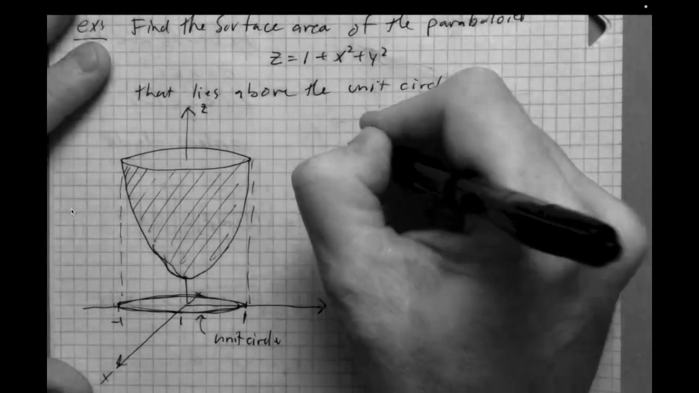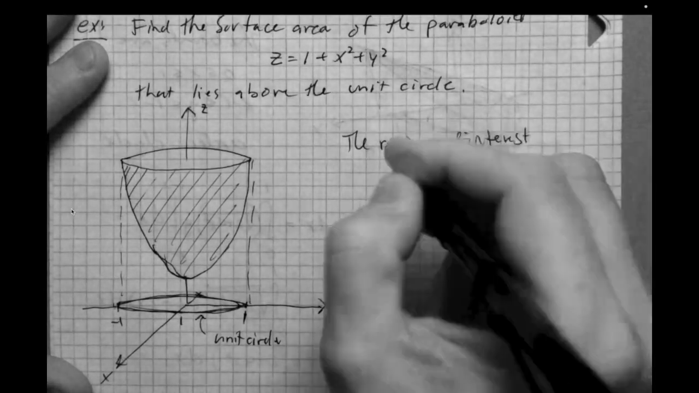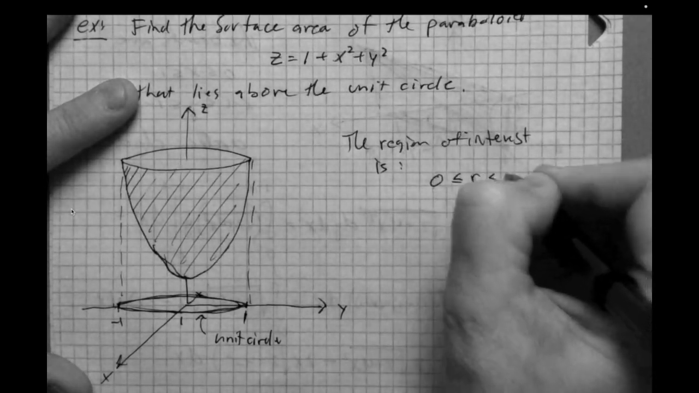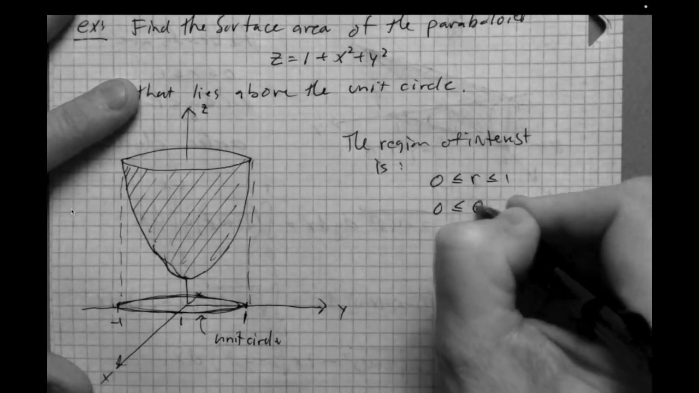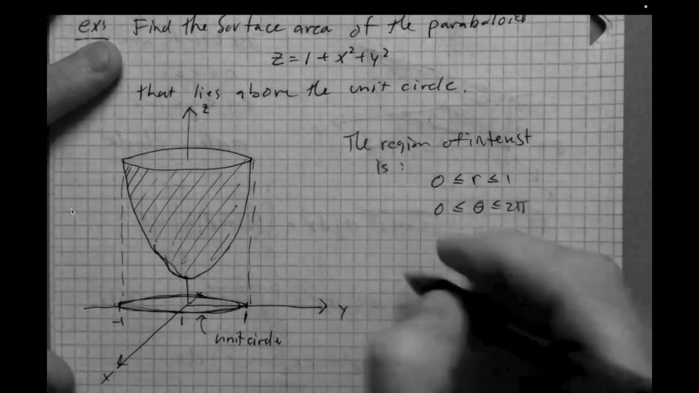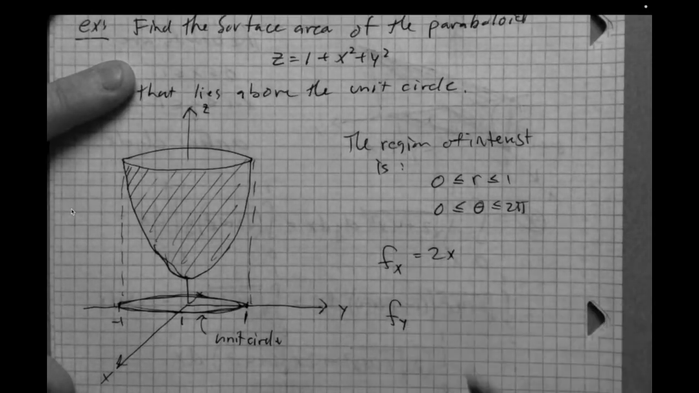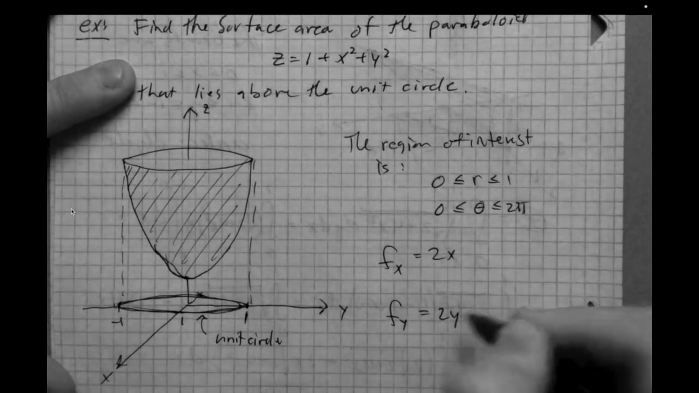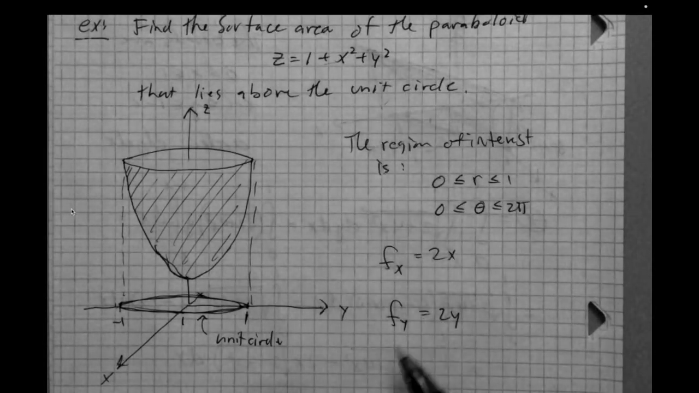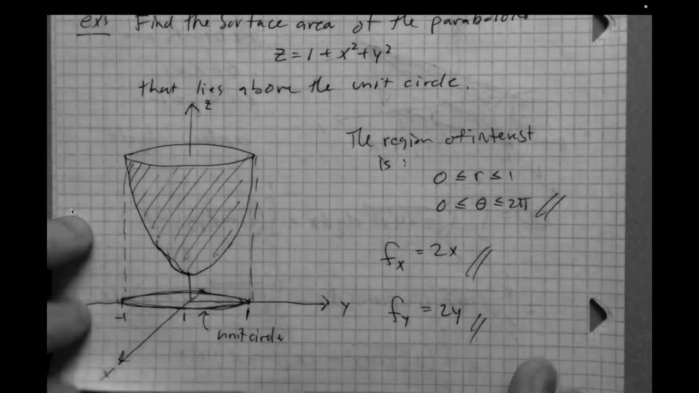Okay, and so the region of interest is the unit circle. So 0 less than or equal to r less than or equal to 1, and 0 less than or equal to theta less than or equal to 2 pi. Okay, what are the partials of f? F sub x is equal to 2x. F sub y is equal to 2y. Right? Again, just differentiating the function with respect to x and then with respect to y. Okay, so we've got a relatively good setup here, seemingly.